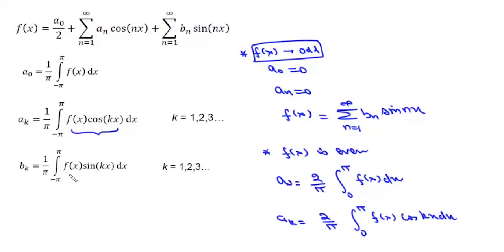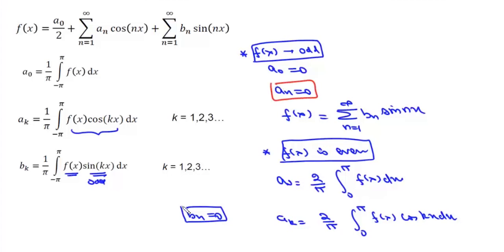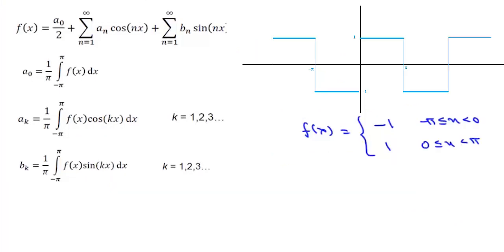And in this case, this f(x) into sine kx will be an odd function. So if f(x) is an even function, in that case, bn will be 0. So if the function is odd or if the function is even, then straight away one of the coefficients will be simply 0. So for odd function, an is 0, and for even functions, bn will be 0. Now let us take up an example.